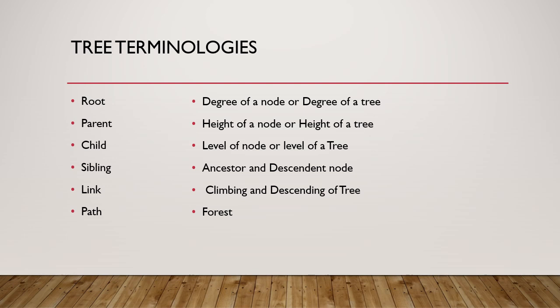So we are having root, parent, child, sibling, link, path, degree of a node or a degree of a tree, height of a node or a height of a tree, level of node or level of a tree, ancestor and descendant node, climbing and descending, and forest. Okay, all these terminologies we are going to discuss now.